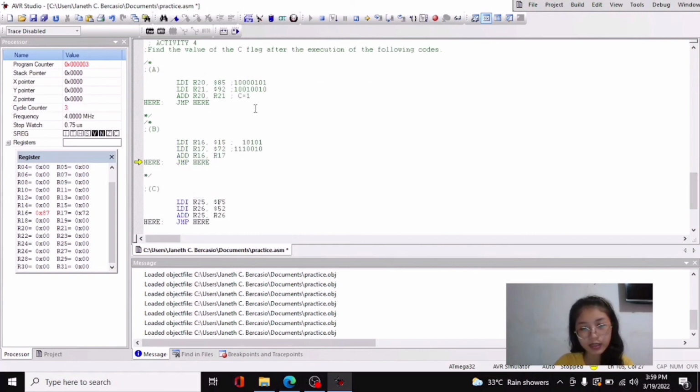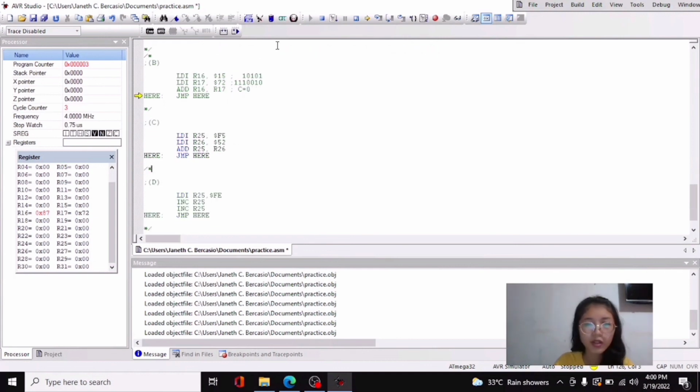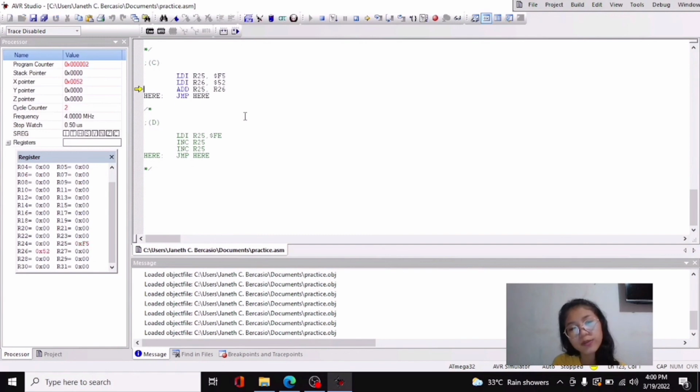On the first letter, C is equal to 1. Here, C is equal to 0. On letter C, we load F5 on R25, and then we load 52 hex on R26. So when we add those numbers, our C is 1. To know the reason why, let us get the binary equivalent of F5.